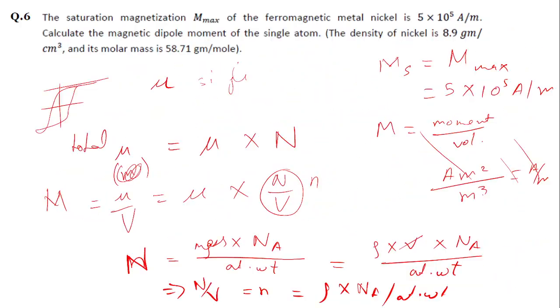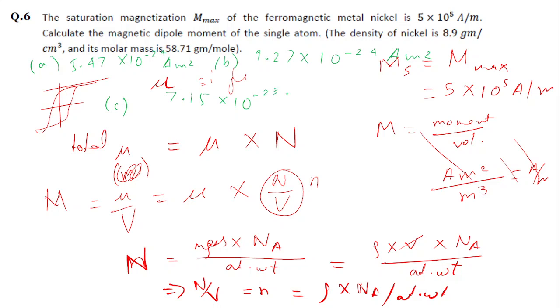Okay, so I think I didn't tell you the options, sorry. The options for this question were: A, 5.47 times 10 to the power minus 24 ampere meter square; B, 9.27 times 10 to the power minus 24 ampere meter square; the C option was 7.15 times 10 to the power minus 23 ampere meter square; and the D option was 9.89 times 10 to the power minus 23 ampere meter square.